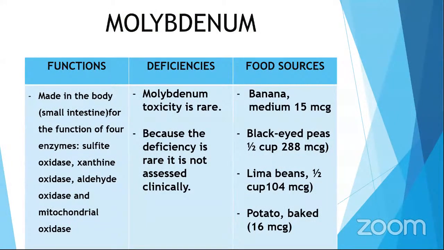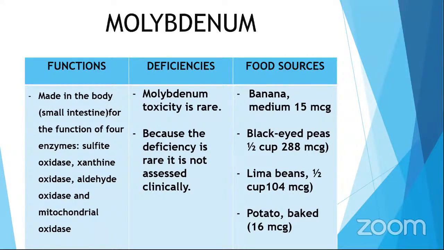Our next trace mineral is molybdenum. Molybdenum is produced in the small intestine of the body and it helps in the function of four enzymes. These enzymes are sulfite oxidase, xanthine oxidase, aldehyde oxidase, and mitochondrial oxidase.